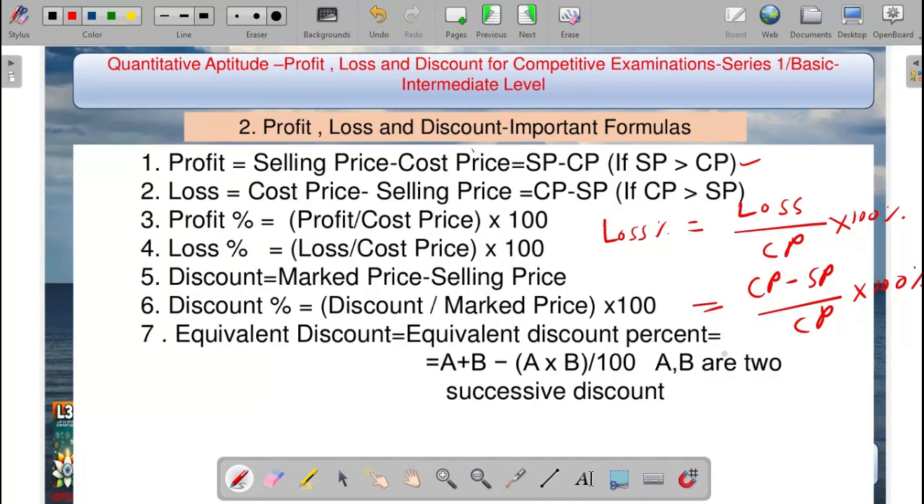And then the next one is number 5, discount. Discount we already got, that is the mark price minus selling price. We first print a price on the item, that is the mark price. Then finally, after giving discount, we sell it, and that is SP. This difference between the price printed on the item and the selling price is called the discount price.